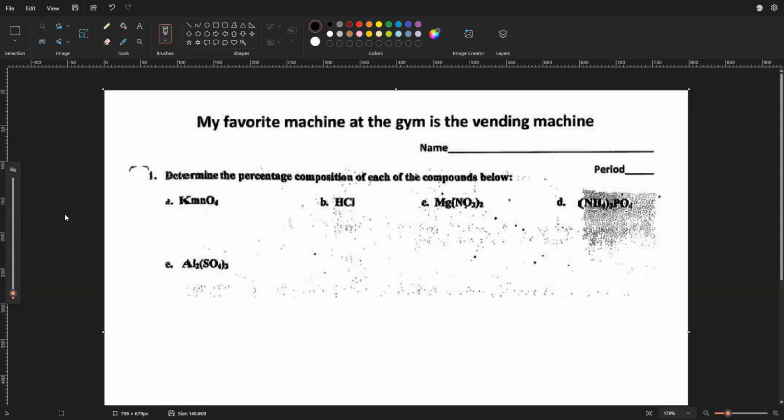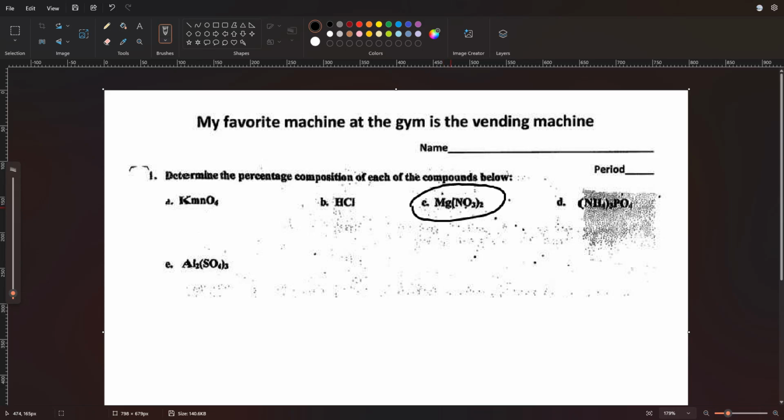Alright, so what we have here is determine the percentage composition for each of the compounds below. And I've already sent you the image of example problem number 1, which was potassium permanganate. So now let's take a look at problem C. So this is magnesium nitrate.